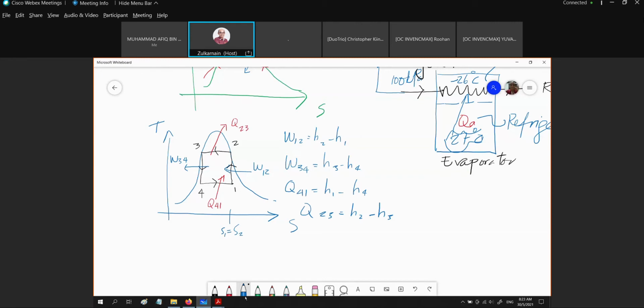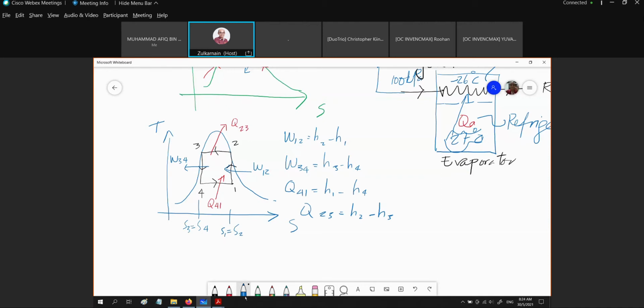2 to 3 is the reversible isothermal heat rejection. 2 to 3, P constant and T constant. And then 3 to 4 is the reversible adiabatic expansion, which is also known as the isentropic expansion. S3 is equal to S4. And lastly, 4 to 1 is the reversible isothermal heat absorption.